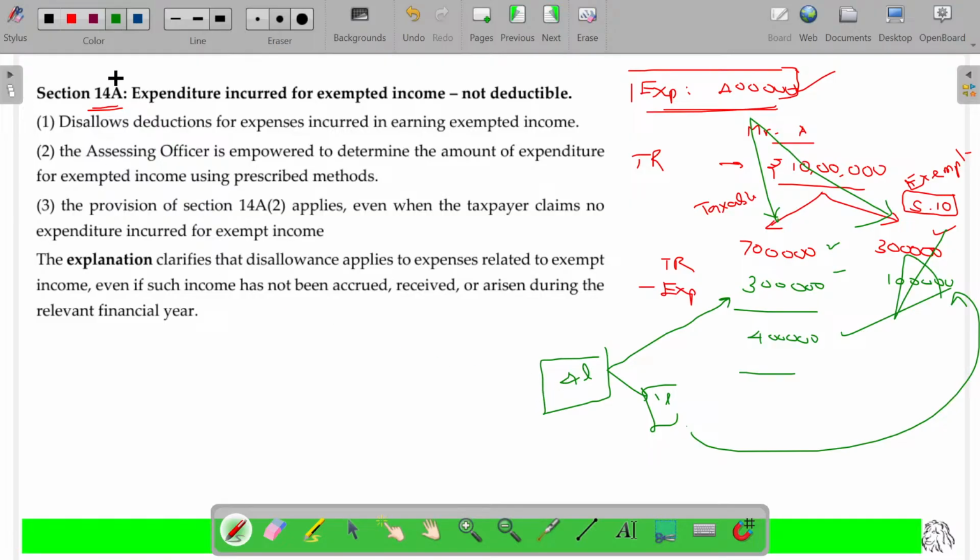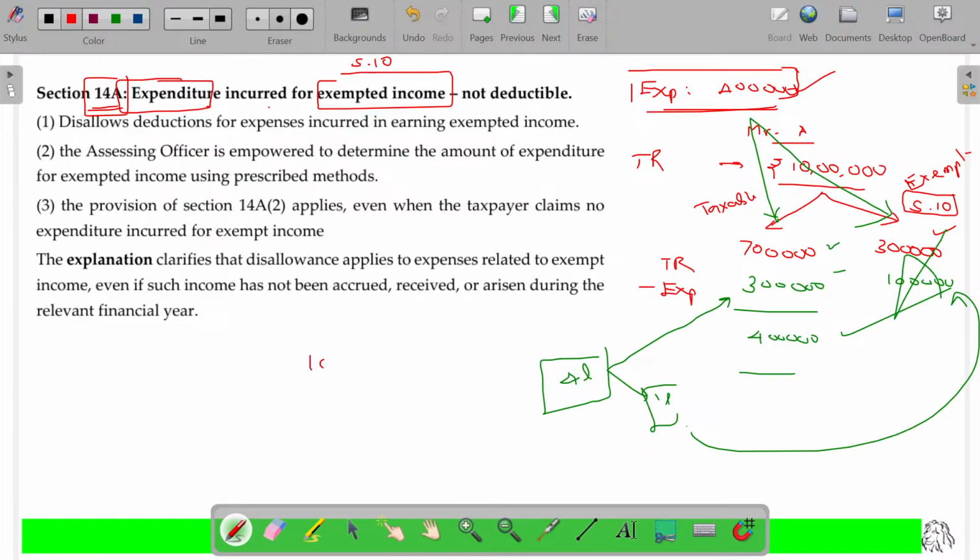Right. Section 14A: expenditure incurred for exempted income. Exempted incomes are the incomes listed under section 10. For earning that income, whatever expenditure you incur, you can't say, sir, I lost. No, the income is not considered, so any expenses for that will also not be considered.